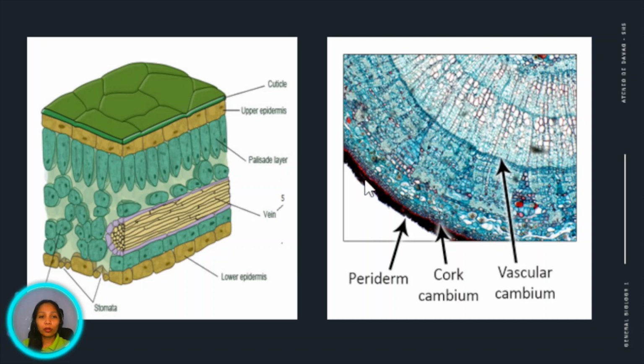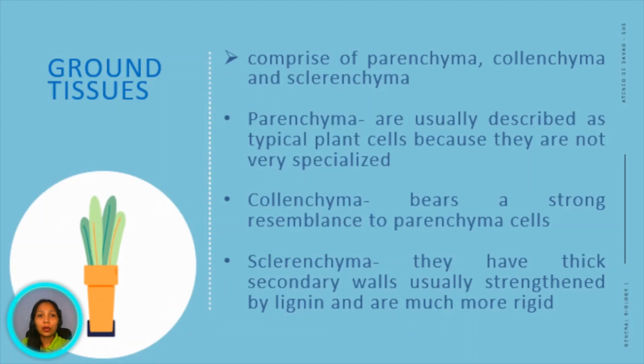Periderm is a group of tissues which replaces the epidermis in the plant body. Its main function is to protect the underlying tissues. Ground tissue makes up the majority of herbaceous plants. It consists of three main cell types.